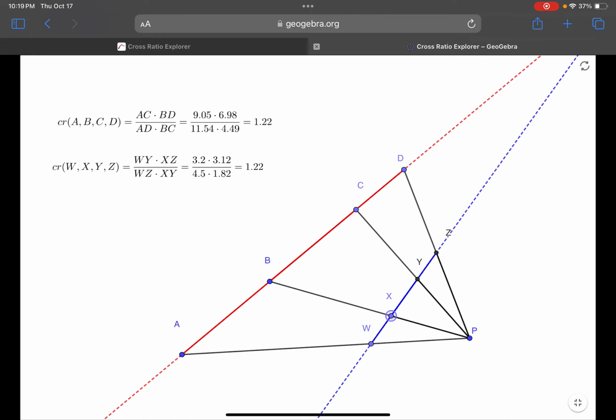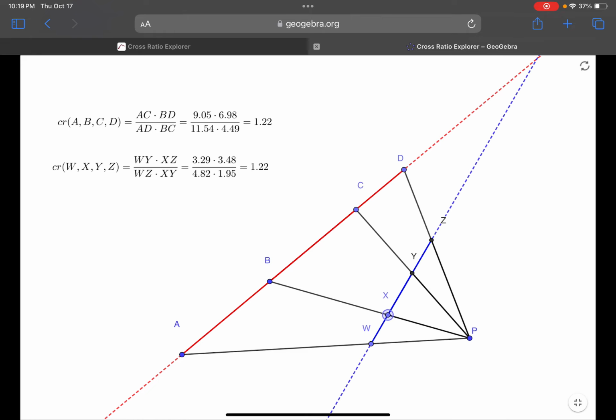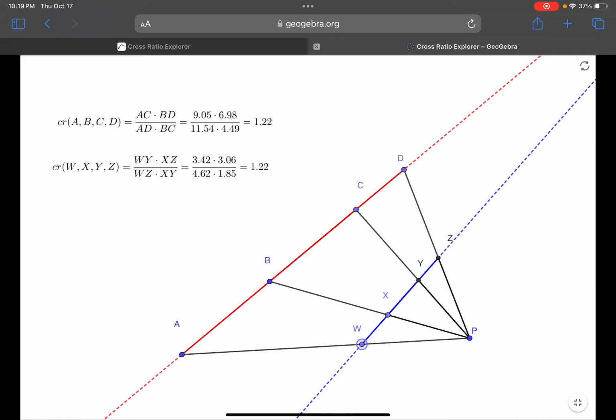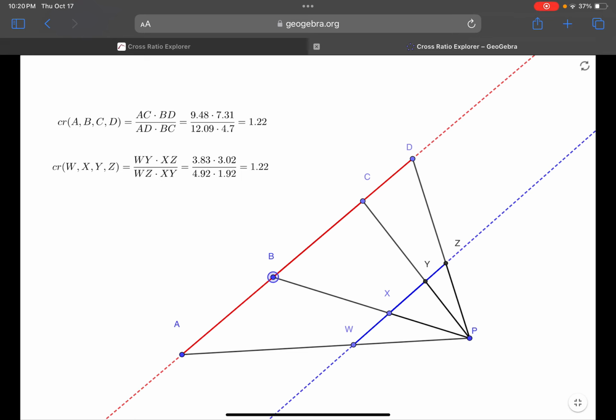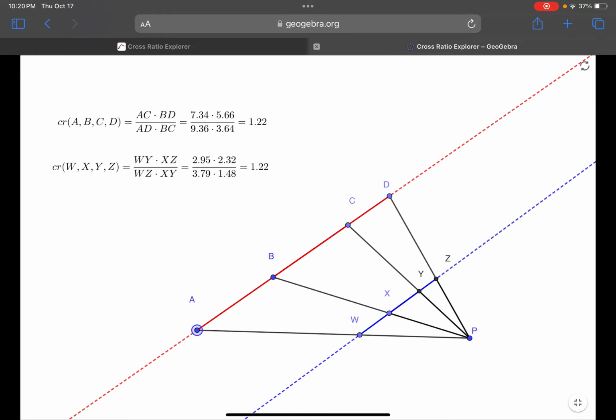But what is neat is that I can actually adjust X and Y on the blue line to see if we chose a different line. So X and Y define the blue dotted line, A and B define the red dotted line, and C and D are free points on the red dotted line, and they determine X, Y, and Z. And what you see in the upper left is that the cross ratios for the two, which are calculated right there for us, do indeed remain equal. This is perhaps not so surprising when we're in this configuration where we can see lots of similar triangles.